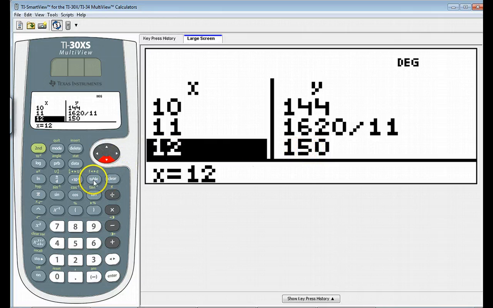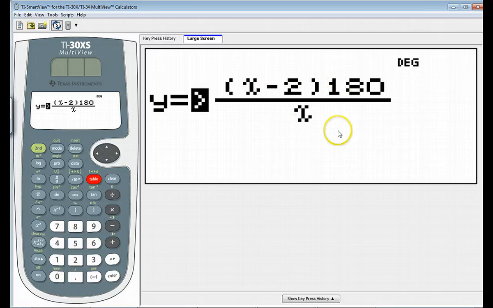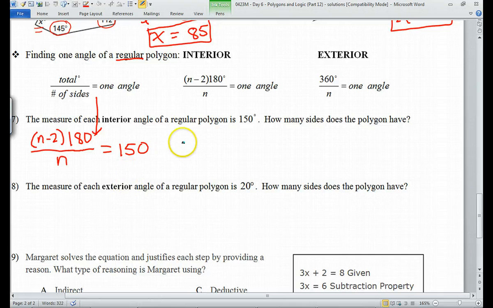So that is a good way to do it, is just to type this expression in, and just look for which value of x will give you the angle that you're looking for. Alright, so we used our TI-30, and it told us that n would have to be 12.